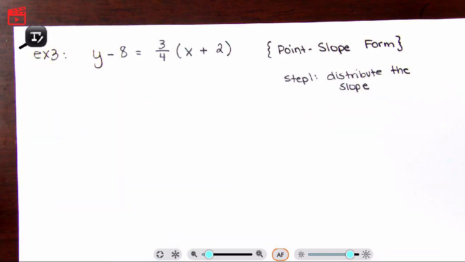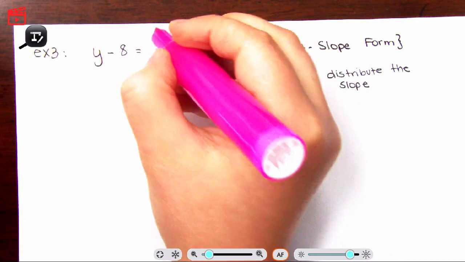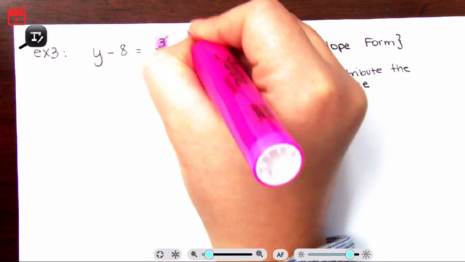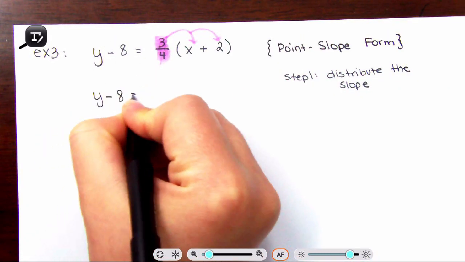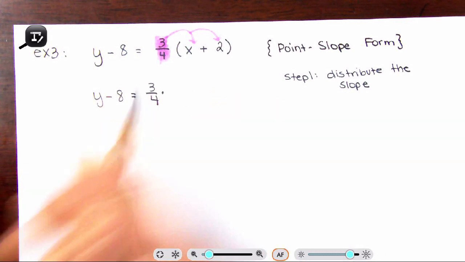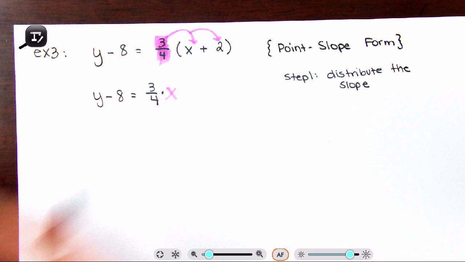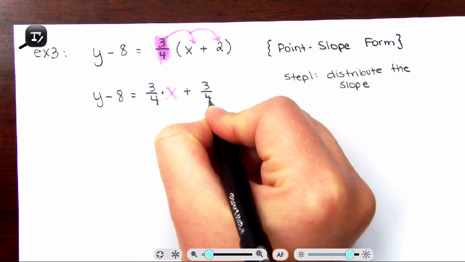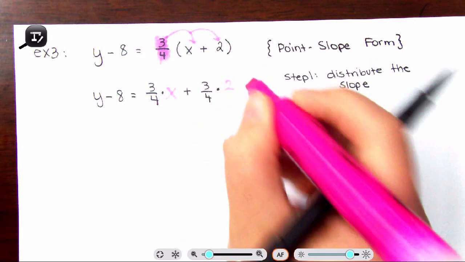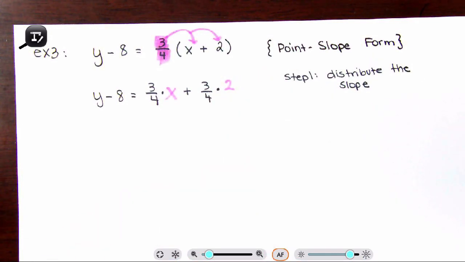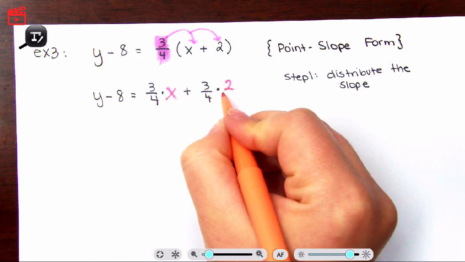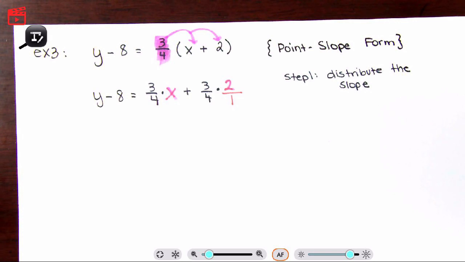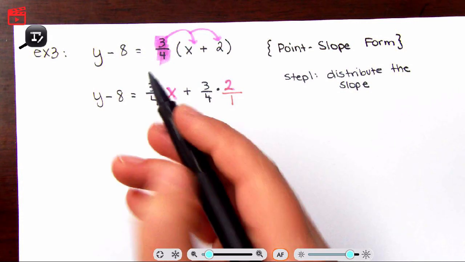And what that means is you're going to take your slope, you're going to take your m, and you're going to multiply that to the inside bubble. So what you have is y minus 8 is equal to 3/4 times x and 3/4 times 2. Now this 2 is on top. It does have a secret 1 on the bottom because mathematicians are lazy. We don't like to write 1 on the bottom if it's a whole number, but it is there. So now what do we have? We're going to simplify.